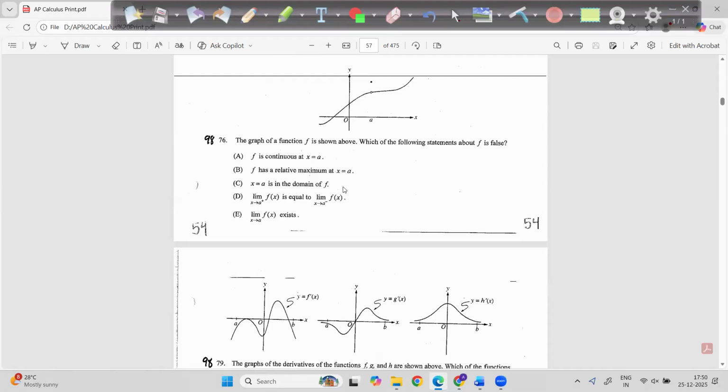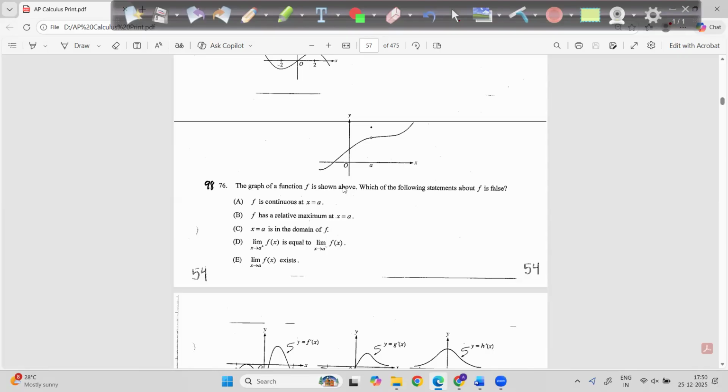But understand why the other options are correct. That is most important, because this is not our final exam paper. While we are going to the final exam, we need clarity on why the other options are wrong. Then only we'll get 5 out of 5.